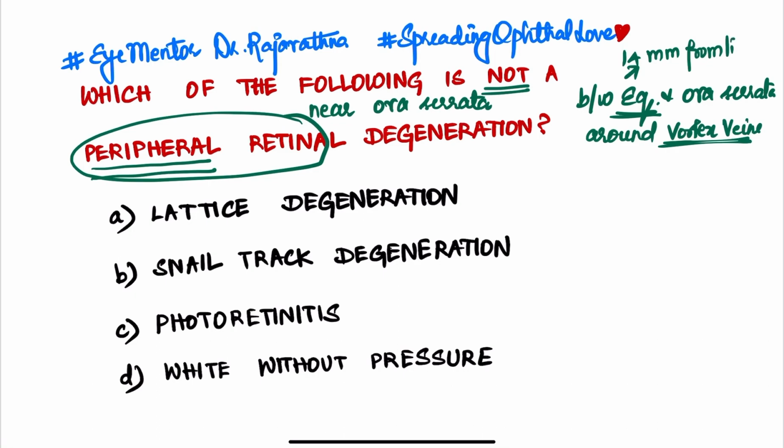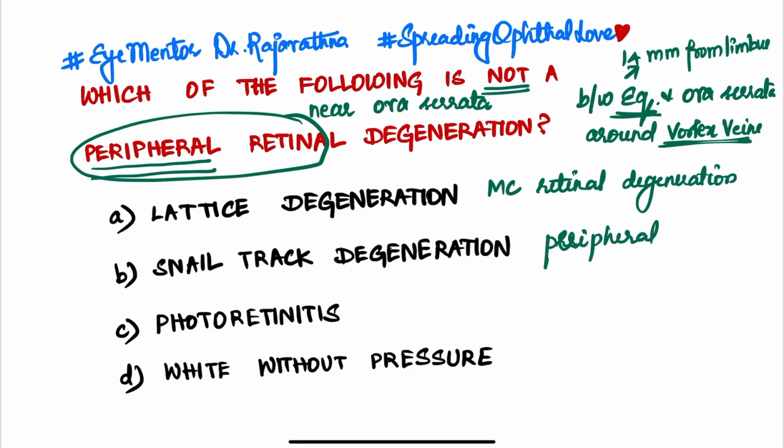Alright, so you quickly got a lot of MCQs covered here, and let's go option by option. So lattice degeneration. So what is lattice degeneration? It is the most common retinal degeneration, very commonly found in myopes, normal myopes like you and me, and also in high myopes. All right. Now snail track degeneration is again a peripheral retinal degeneration. All right. So you've seen these small snails, no? It looks as if the snails have walked, and lattice will look like matrix. Okay, so that's the lattice and snail track again.